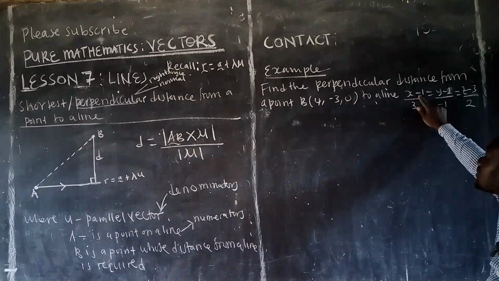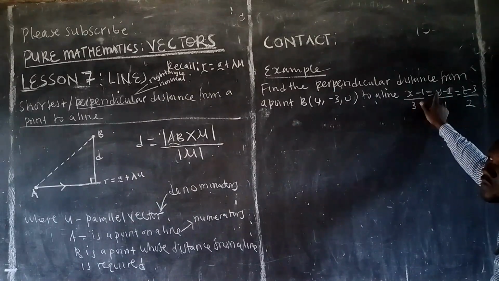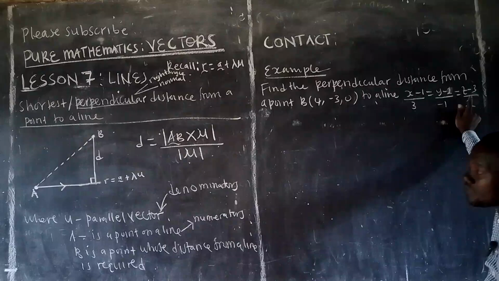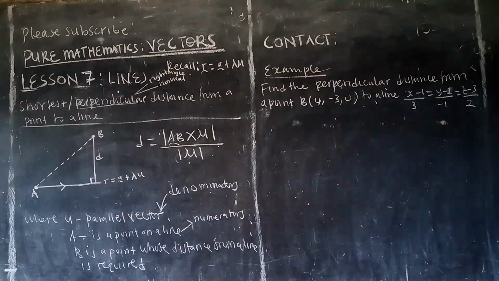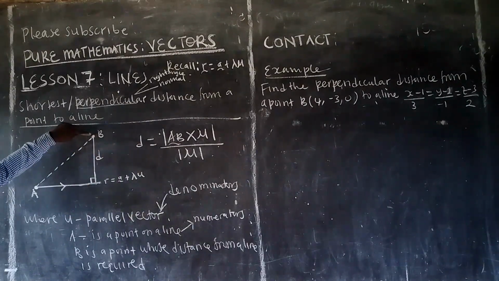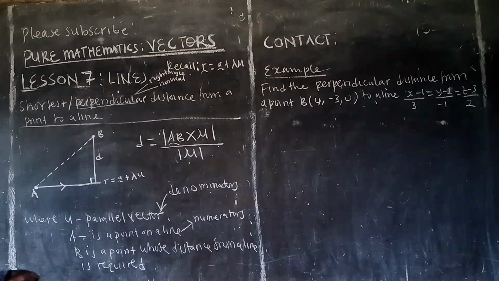And what I'm meaning, equate this to 0, you get the value of x. Equate this to 0, you get the value of y. Equate this to 0, you get the value of z. Lastly, B is a point whose distance from a point is required. Now, B is the point which is far away from the point whose perpendicular distance is required. And then the formula we use is D is equal to magnitude AB cross mu.